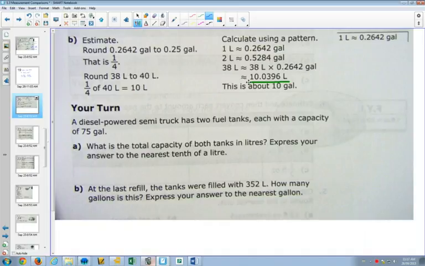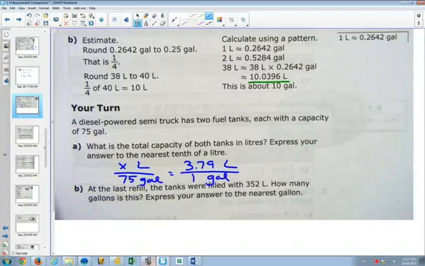Two fuel tanks, each with a capacity of 75 gallons. So if we want to figure out how much that is in liters, and we have 75 gallons, we go to our formula sheet and we know that 3.79 liters is 1 gallon. Multiply both sides by 75.